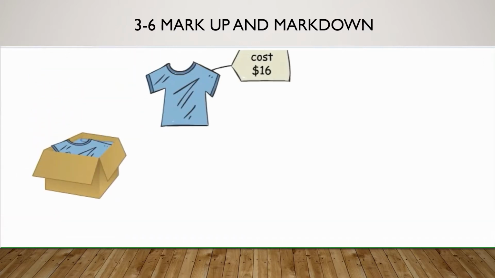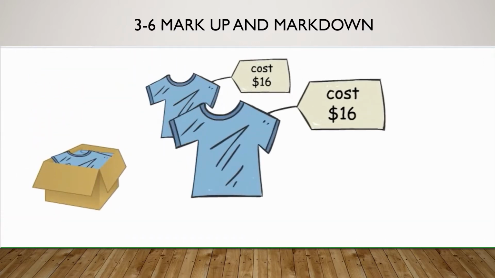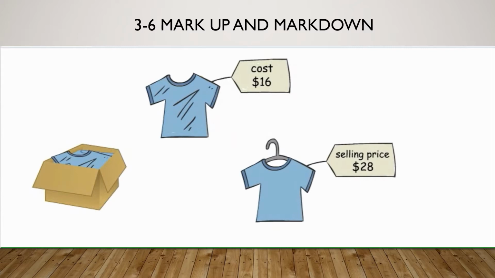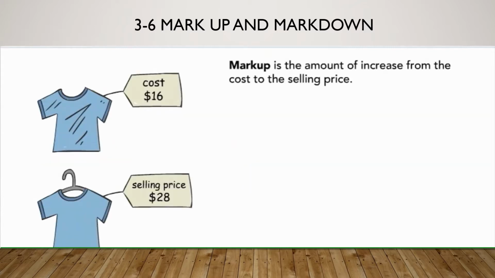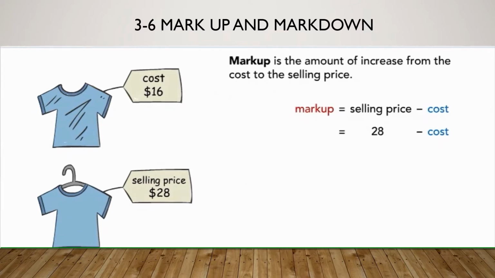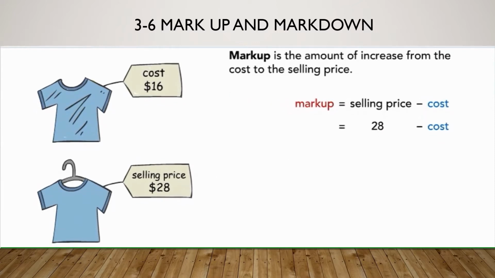Stores buy their merchandise at a cost. To make a profit, stores sell the merchandise at a price that is higher than the cost. The amount of increase from the cost to the selling price is called the markup. In this case, the selling price is $28, and the cost is $16. So the markup is $12.